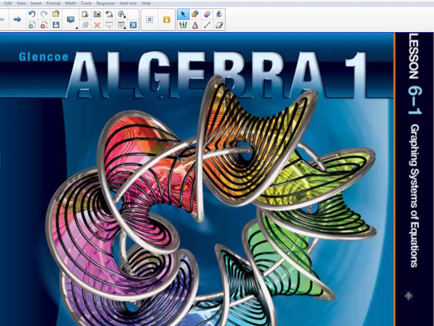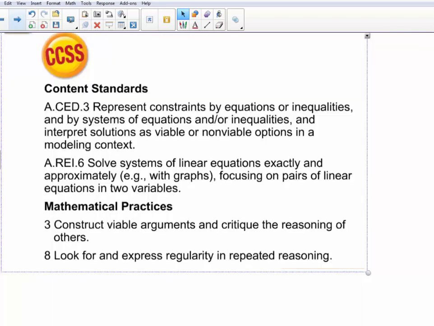Hi, welcome. This is Chapter 6, Section 1, Graphing Systems of Equations. Okay, content standards, you can pause this, take a look. I'm going to be moving rather quickly through this, so as opportunities exist, you may pause this, copy down what's on the screen, and then move forward. For this part, I would just like you to go through and read this.